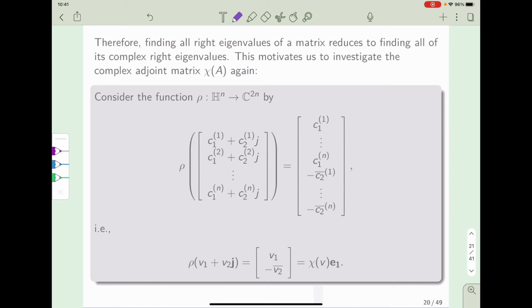And the following notion tells us how to convert a quaternion matrix into a complex one by using the symplectic expression. If we look closely, we see that the complex vector we got here by unfolding the quaternion vector is actually the first column of chi of A.